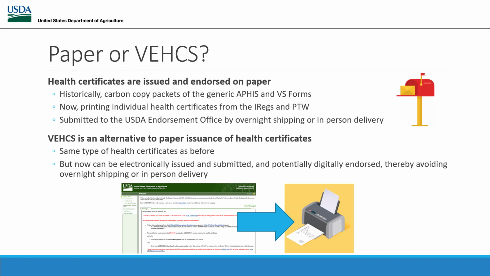A new and revolutionizing way for accredited veterinarians to issue international health certificates and submit them for USDA APHIS endorsement is the Veterinary Export Health Certification System, or VEHCS. VEHCS is USDA APHIS's online electronic health certificate system whereby accredited veterinarians can electronically create, issue, and submit health certificates to their USDA endorsement office, and USDA can potentially digitally endorse. We'll return to VEHCS later on in the presentation.